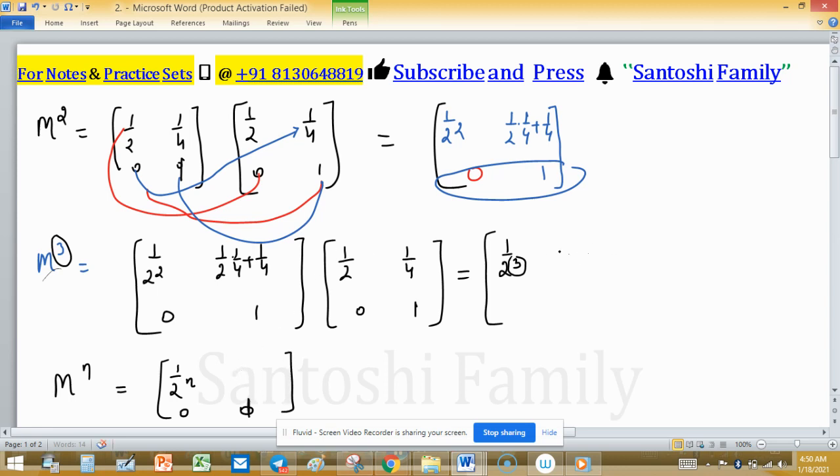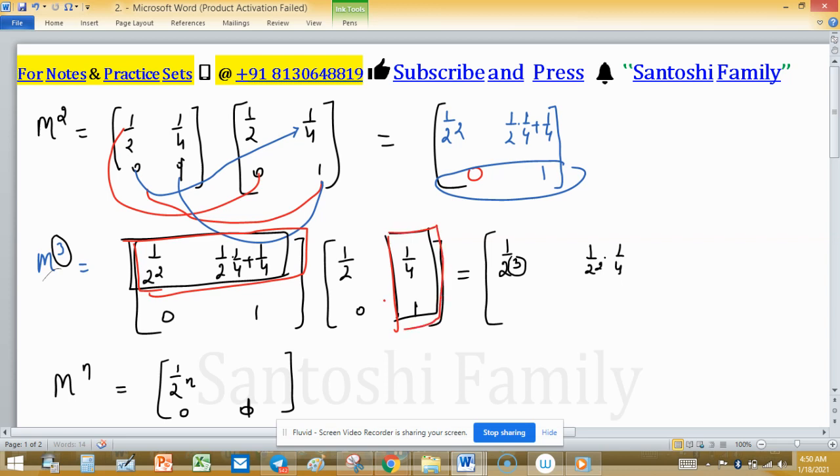The second element, we will get in M raised to the power 3: 1/2 squared into 1/4. This first row with this column. So the first entry will be 1/2 squared into 1/4 plus 1/2 into 1/4.